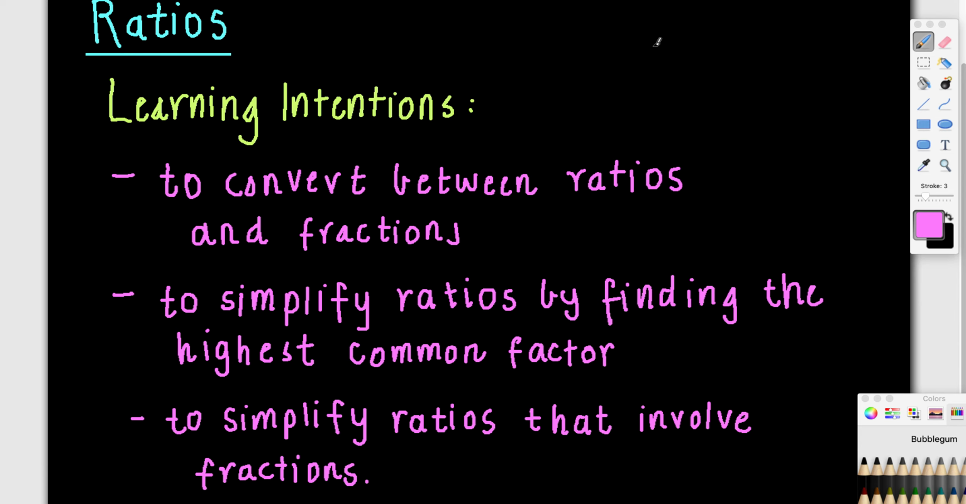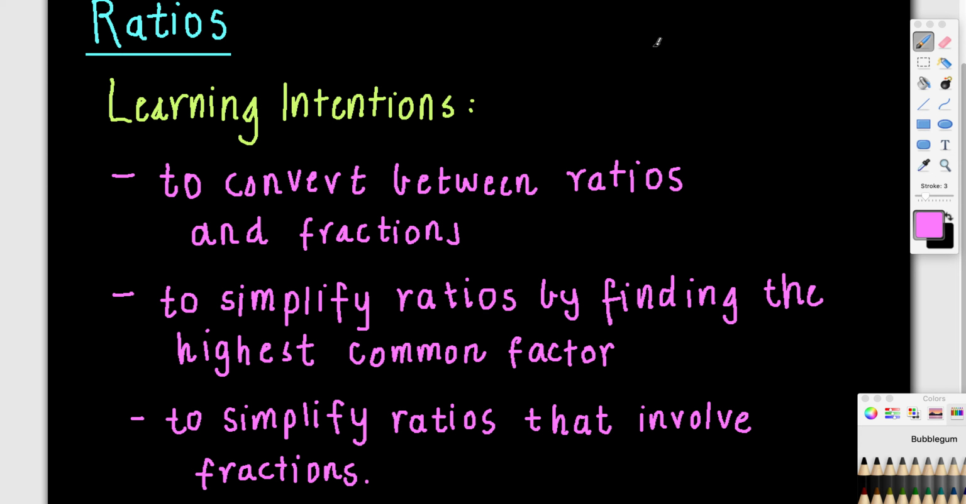In it I'm going to take you through some more work with ratios. You did start looking at this in your last lesson. So this lesson what we're going to do is explore more with converting between ratios and fractions. We're also just going to have a look at some more examples of simplifying ratios to make sure that we are well aware of how that's done.